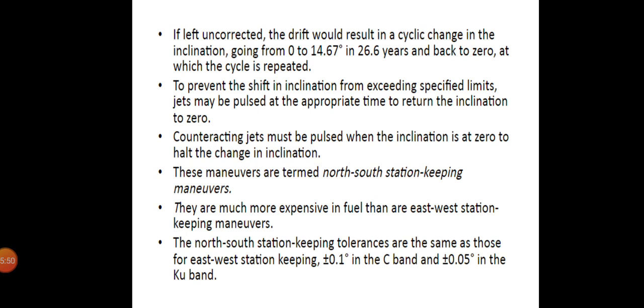To prevent the shift in inclination from exceeding specific limits, jets may be pulsed at the appropriate time to return the inclination to 0. Counteracting jets must be pulsed when the inclination is at 0 to halt the changes in the inclination. These maneuvers are termed north-south station keeping maneuvers, and they are much more expensive in fuel than east-west station keeping maneuvers. The north-south station keeping tolerances are the same as those for east-west station keeping, plus or minus 0.1 degree in the C band and plus or minus 0.05 degree in the Ku band.